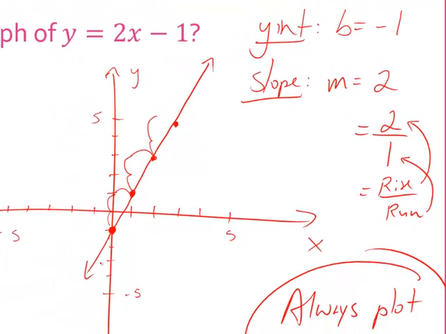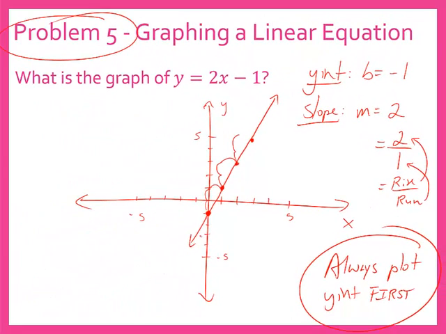And that's it. I swear, it's that easy. All you gotta do is plot the y-intercept first, and then the slope is rise over run. Boom. There we go. Drop the mic. Cool beans. Okay. So that's problem 5.